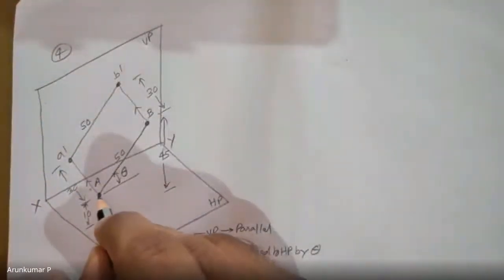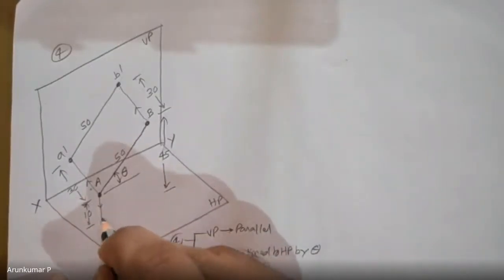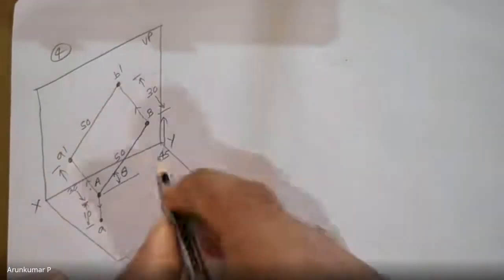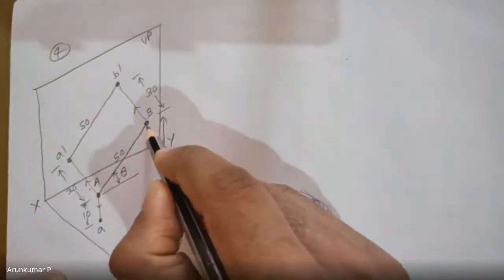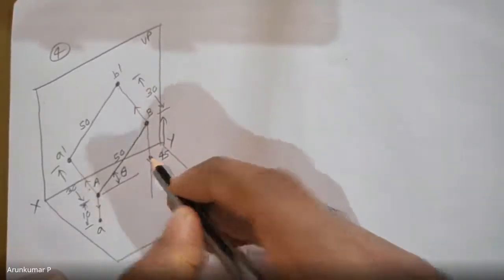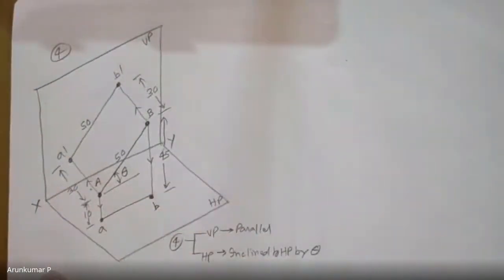I'll draw the top view. So I'll project A first onto HP. This would intersect here. I call it small a. I'll project B onto HP and I'll call this small b. If I join A and B, what is the length of this line?